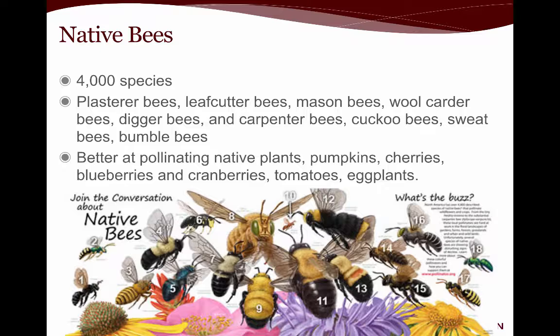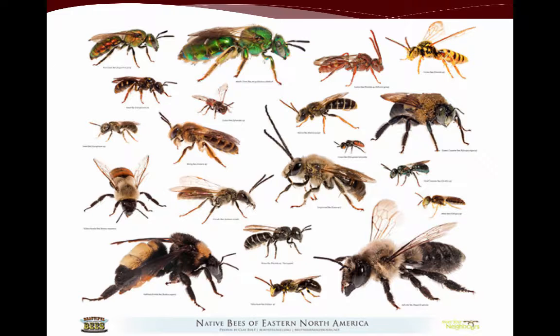So these include plasterer bees, leafcutter bees, mason bees, wool carder bees, digger bees, and so on and so forth. They are considered better at pollinating native plants such as pumpkins, cherries, blueberries, cranberries, tomatoes, and eggplants compared to honeybees. So again, these native bees are actually just as important for pollinating some of these native plants. And here you can see this beautiful diversity that you see in native pollinating bees.